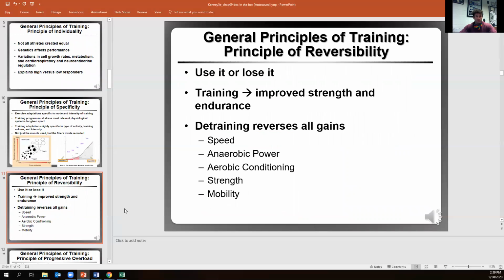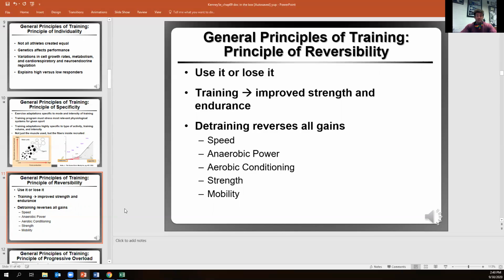Now, reversibility is simply, if you don't use it, you lose it. This could be where you have a really high level long distance runner that decides they're going to be a power lifter. Well, their cardiovascular performance is probably going to go backwards while their strength is improving. And we all are limited by the same 24 hours in the day. So if we're trying to train all these things up at the same time, we're not going to be making progress on everything all at once. We're probably going to go backwards on a few things if we're really focusing on the one.